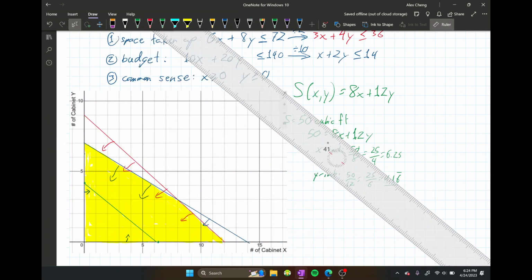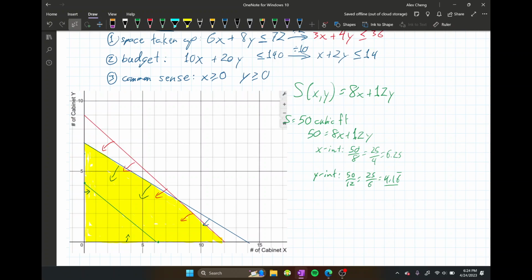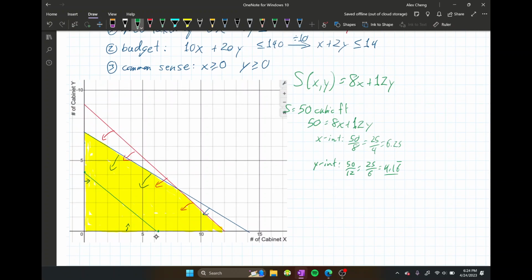Let me put that ruler off to the side. Now, remember, every point on this line shows me a combination that gets me 50 cubic feet. Every point. This point right here, this point right here, this point right here, they'll all give us 50 cubic feet of stuff that we can store in these cabinets.